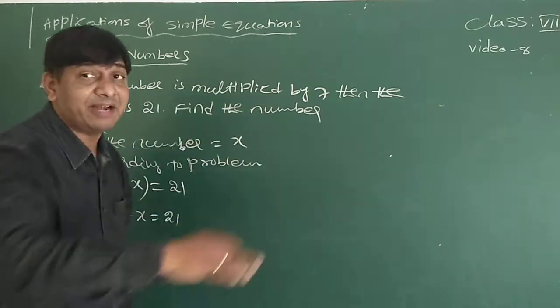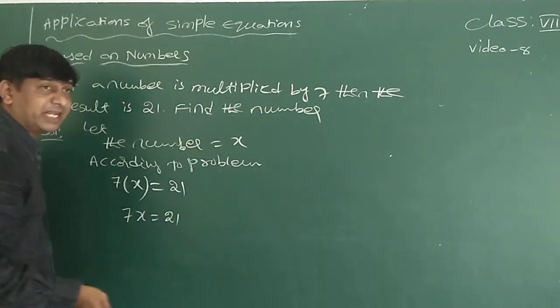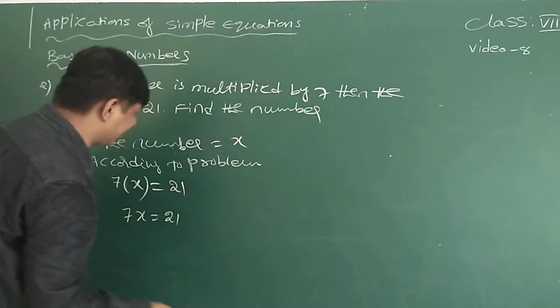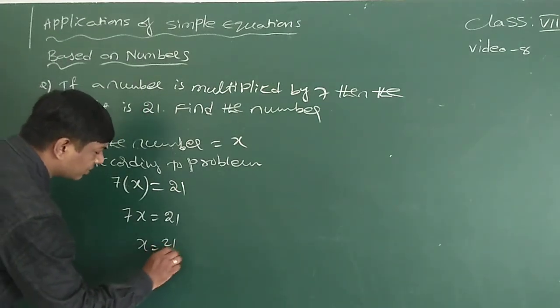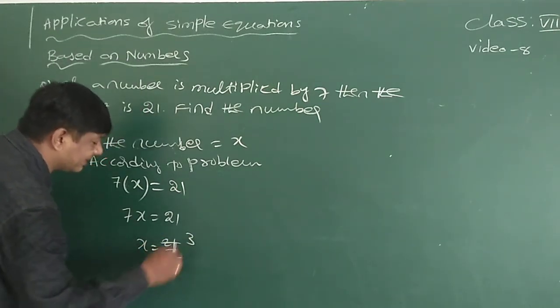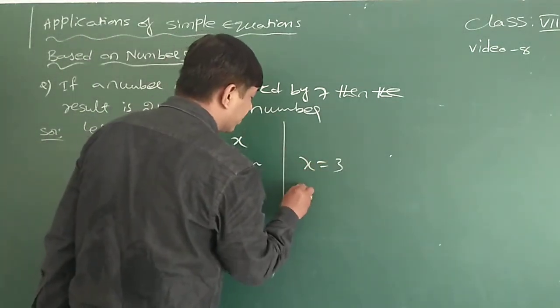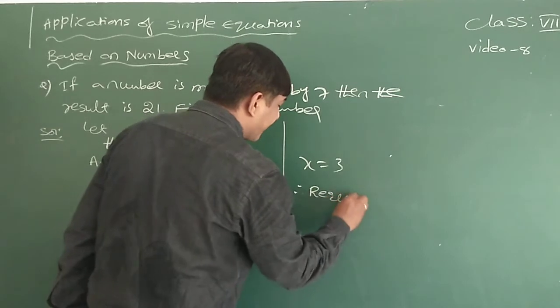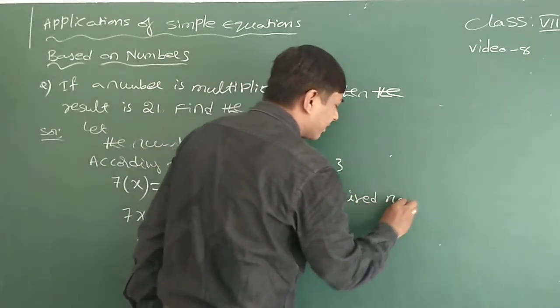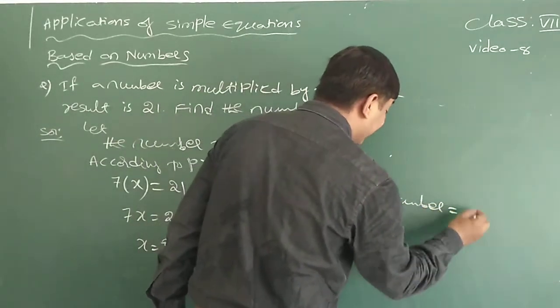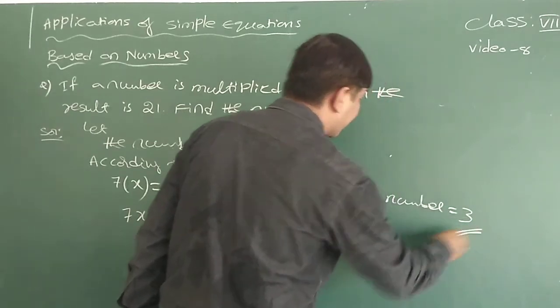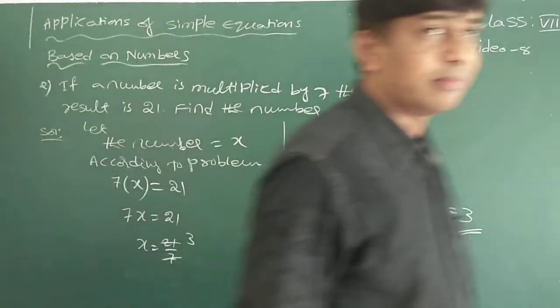When you transpose the multiplied value to the other side, it comes under the denominator. So x is equal to 21 by 7. 7 ones are 7, 7 threes are 21. x is equal to 3. Therefore, the required number is 3. Please write down.